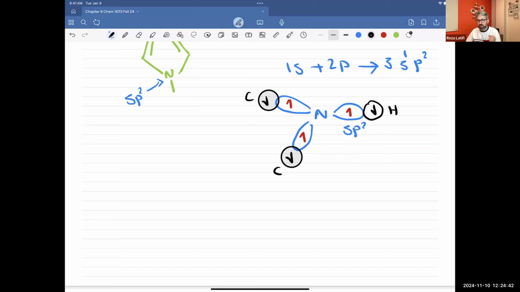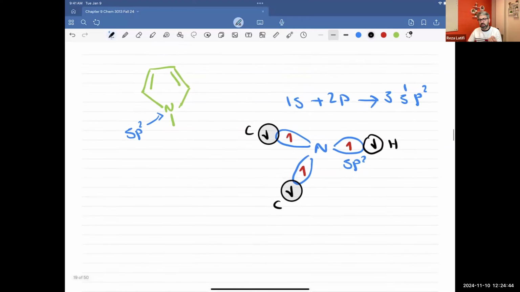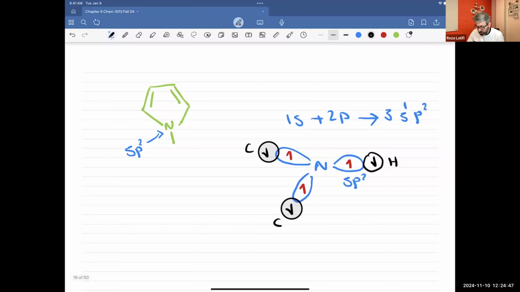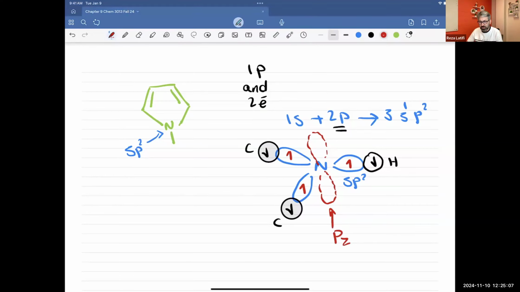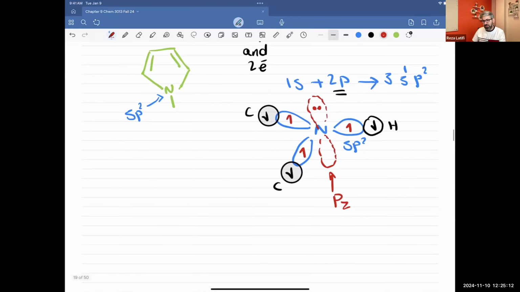We are left with 2 electrons, and nitrogen had 3 p orbitals. We used only 2 of them, so we are left with 1 p orbital and 2 electrons. Where should we put those 2 electrons? We're going to put them inside this orbital. That orbital will be aligned with Z, so we're going to call it PZ. Now we put 2 electrons in it. So the hybridization, instead of sp3, will be sp2, and the p orbital will have 2 electrons in it.